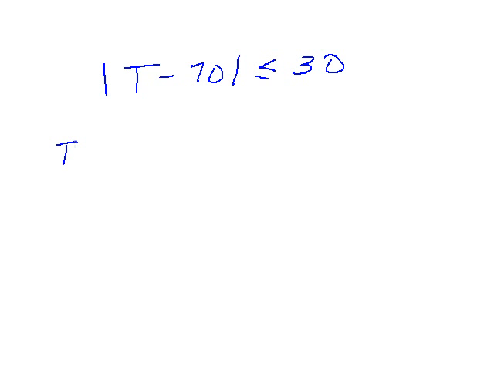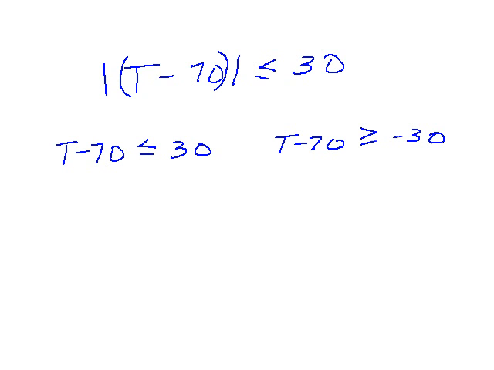This means T minus 70 is less than or equal to 30, because remember the absolute value pulled the sign off of this quantity inside of it. Or it could be that this quantity had a negative sign associated with it, which got lost somewhere along the line with the absolute value sign. So the other half of the problem is T minus 70 is greater than or equal to negative 30.